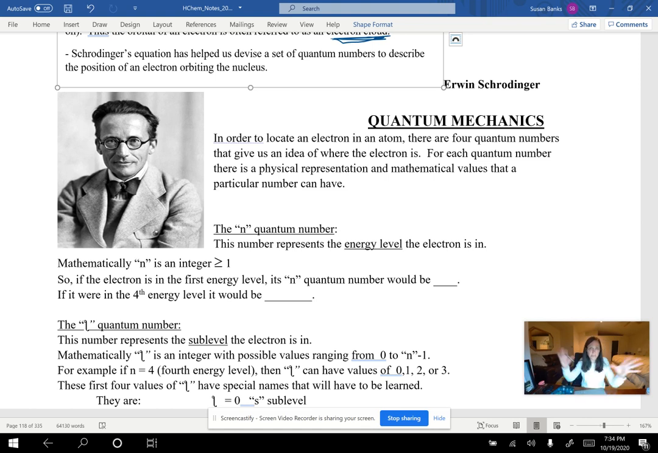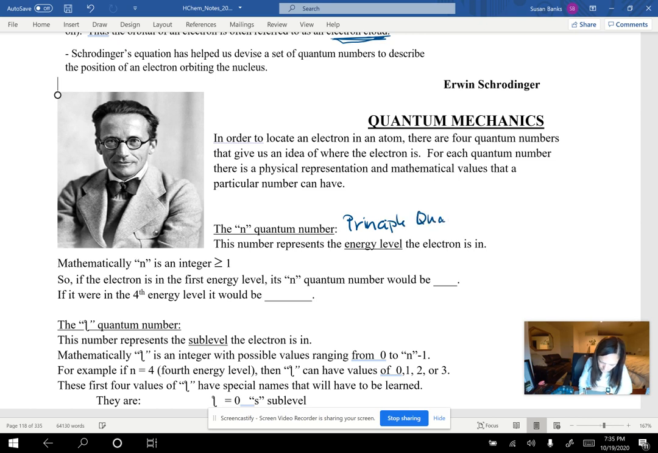So let's take the biggest and we're going to go down to the smallest. So we're going to start with n. The n quantum number. This is called the principal quantum number. I want you to think of an n quantum number as the energy level. So it is the energy level that an electron has.